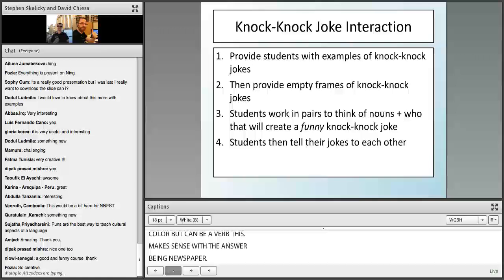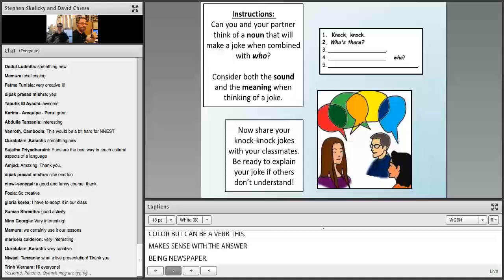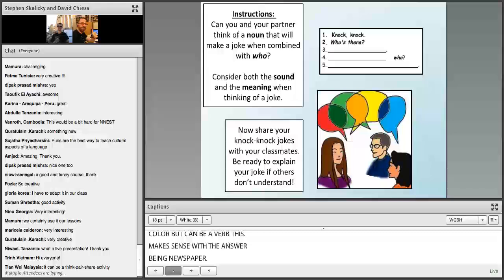So this is what the worksheet would look like. And then students can see the instructions, they can see the empty frames, and then the third step, we will ask them to share their knock-knock jokes. Yeah, so those are two examples to have students produce humor.